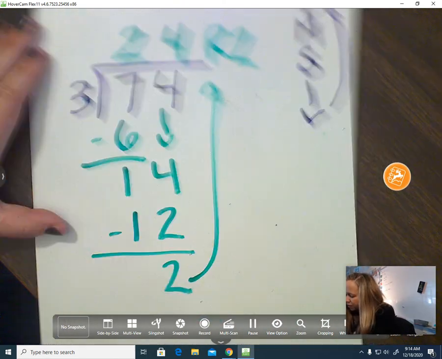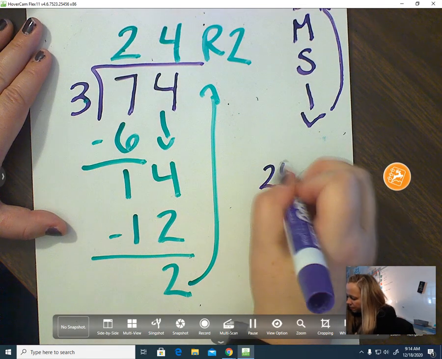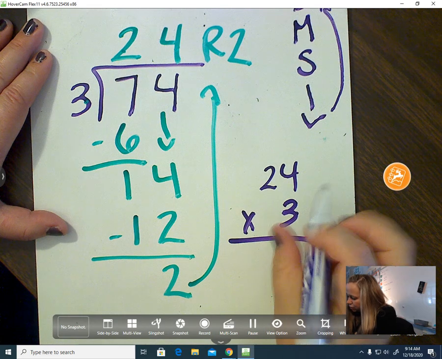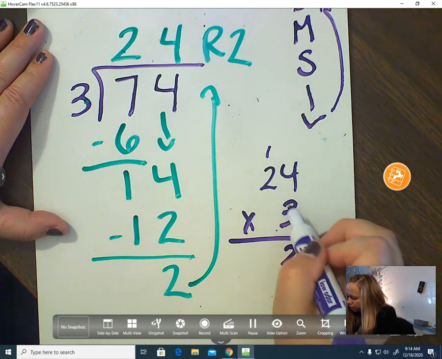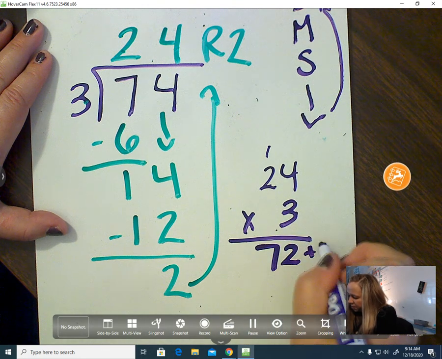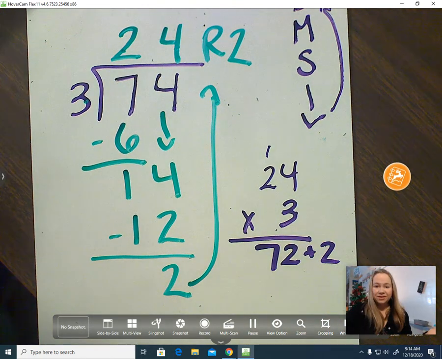Let's check and see if we got it right. So 24 times 3. 4 times 3 is 12. Carry the 1. 3 times 2 is 6, plus 1 is 7. 72 plus our remainder of 2 is 74.